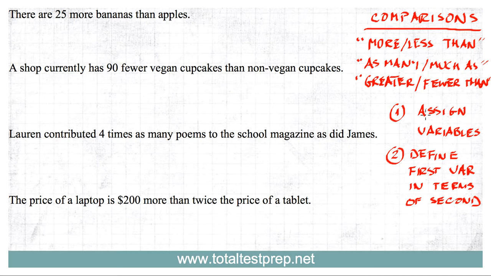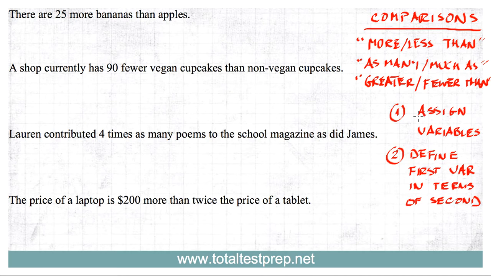is you want to assign variables. So the steps are you want to assign variables to the quantities being compared, and then you want to define the first variable, meaning the quantity that is mentioned first, in terms of the second. So the quantity mentioned first is by itself, and the quantity mentioned second is what you add or subtract or multiply or divide.